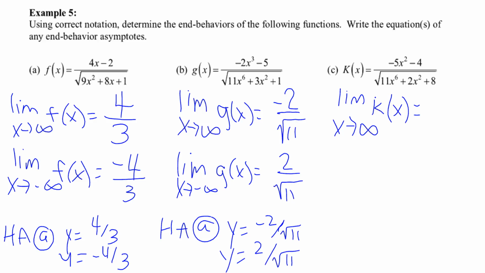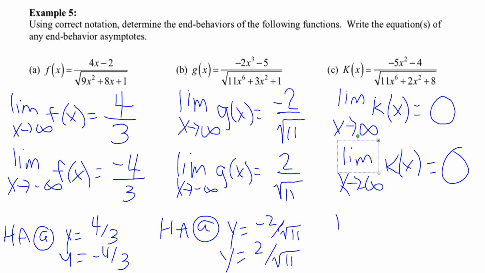Now in this case, the degree in the numerator is 2, and the degree in the denominator is 3. It's higher. Okay, so remember, when the degree in the denominator is higher, it approaches 0. We have a similar case when we put in negative infinity: 0. So that means in this case we have a horizontal asymptote at y equals 0.